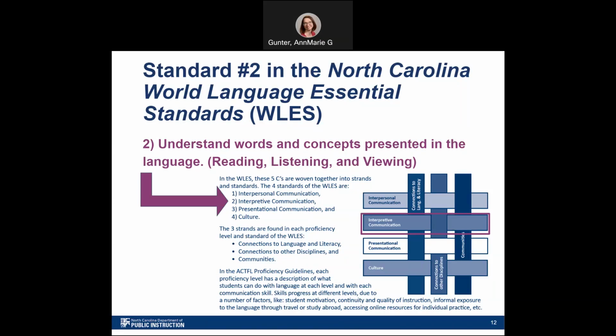You'll see there on the screen an overview of our World Language Essential Standards in North Carolina and the weave graphic that shows how our 4 standards, including interpretive communication, which is number 2, is woven together with our strands about connections to language and literacy, connections to other disciplines, and communities. This helps us be aligned to our national standards, but also makes sure we get a complete picture of language development in a second language or the world language that we're focusing in on.